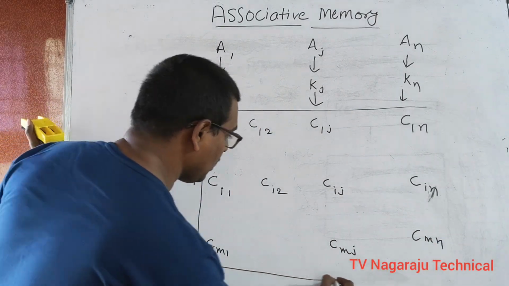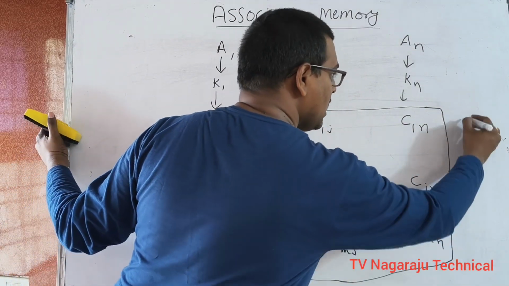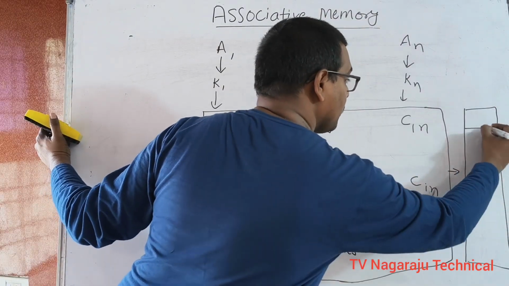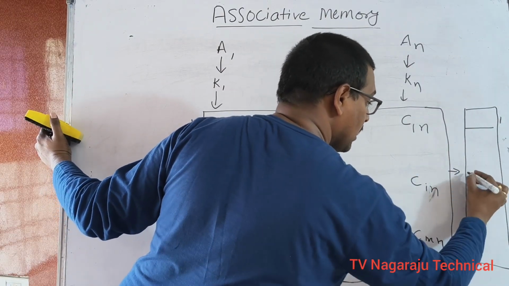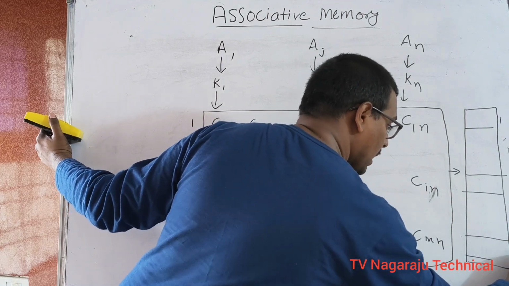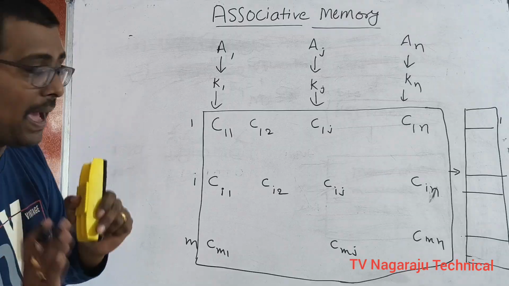This is how it happens internally. As usual, there is the same match register. The size is also m. So here 1, assume this is word number i, and this is word number m. How is the operation performed? It is done in parallel.